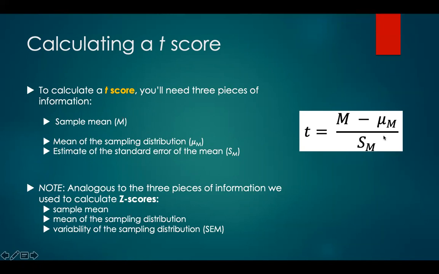Which is S squared with a radical over it. So square root of S squared. Now, note that this is analogous to the 3 pieces of information we used to calculate z-scores. We needed our sampling mean, the mean of the sampling distribution of means, and the variability of the sampling distribution of means, which was the standard error of the mean.